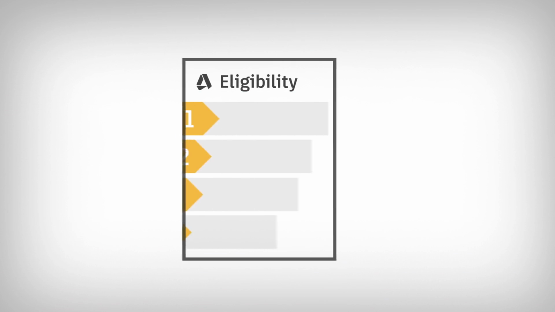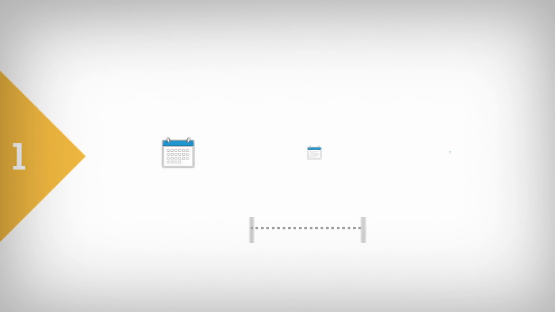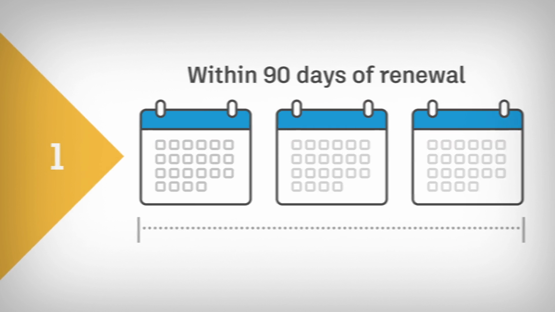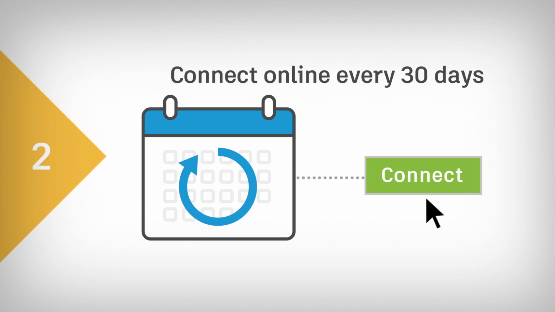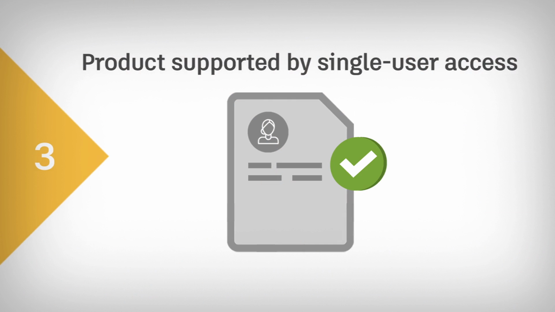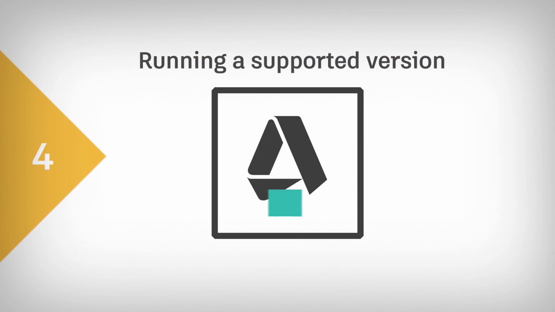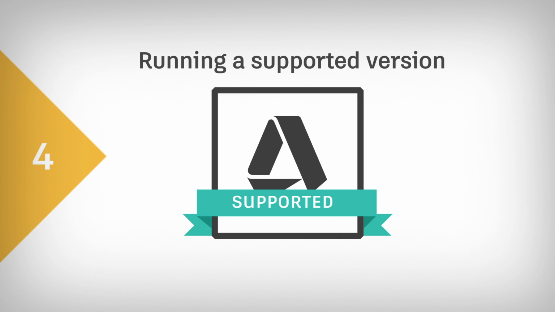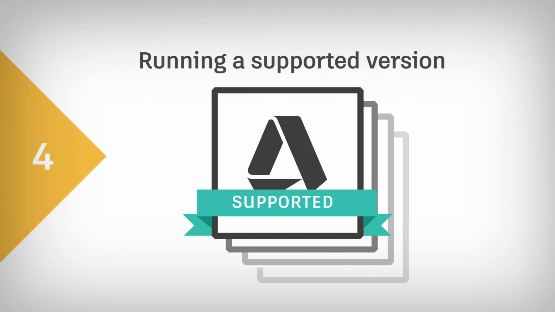To be eligible for trade-in, you must be within 90 days of your renewal window, connect online every 30 days, have a product that supports single users, and be running a supported version of the product. Your new named user subscription is only compatible with the current version or up to 3 versions back.